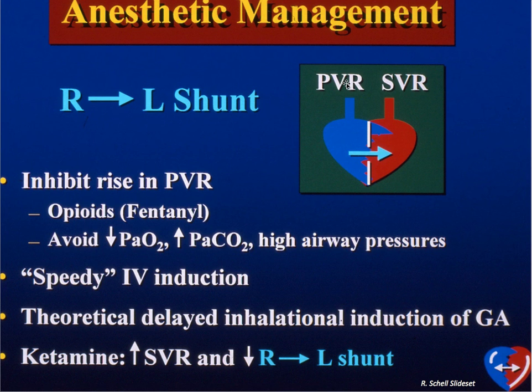Ketamine increases systemic vascular resistance and can decrease a right to left shunt, and so ketamine is theoretically beneficial in a patient, for example, who has tetralogy of Fallot by maintaining the systemic vascular resistance.